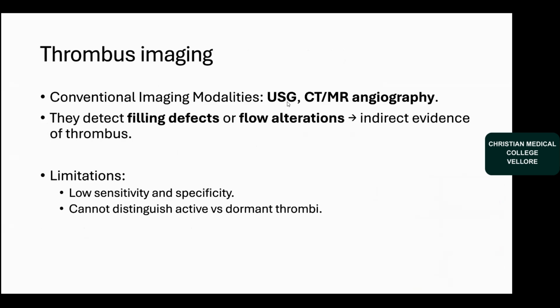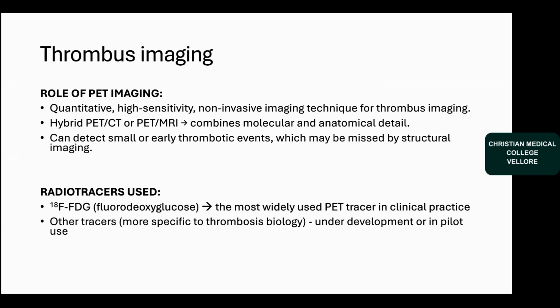So conventional imaging, we know, USG, maybe Doppler duplex, CT or MRI angiography. They detect filling defects or flow alterations, which are actually indirect evidence of thrombus. But these have slightly lower sensitivity and specificity. So they can differentiate between an acute or a dormant thrombus.